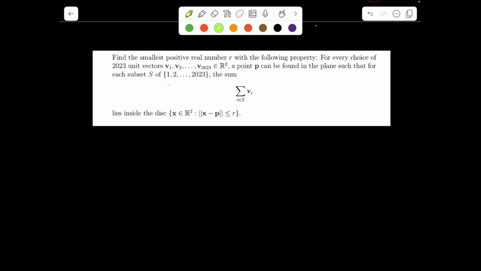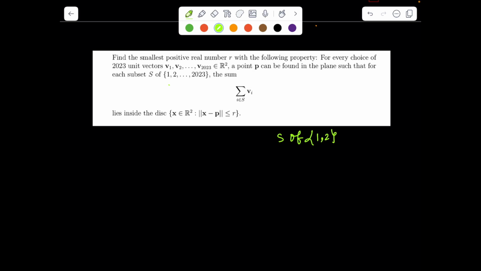Before I go further, it's better if we can appreciate the problem with smaller data points. Instead of 2023 vectors, let's say we have only two vectors. So consider a subset S of just 1 to 2. Let's duplicate the problem only for 2.